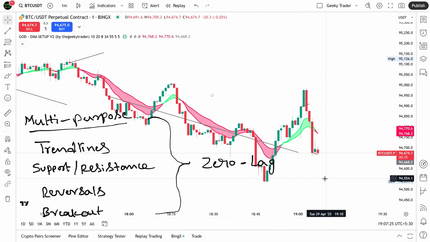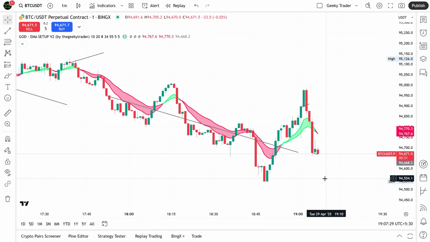As I mentioned earlier, this is truly a multi-purpose tool, and I've only scratched the surface here. So in the coming videos, I'll be diving deeper and showing you all the different ways you can use this script, whether you're a scalper, a swing trader, or even a long-term investor.